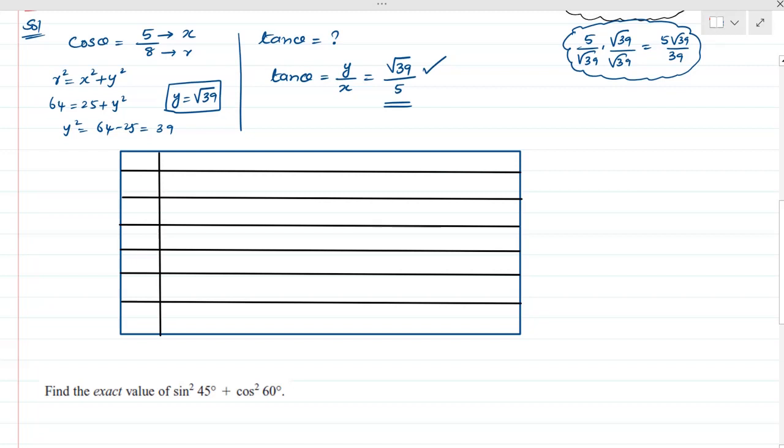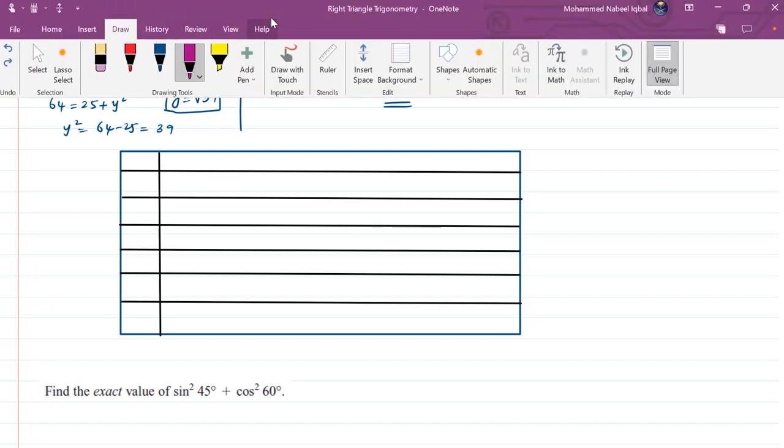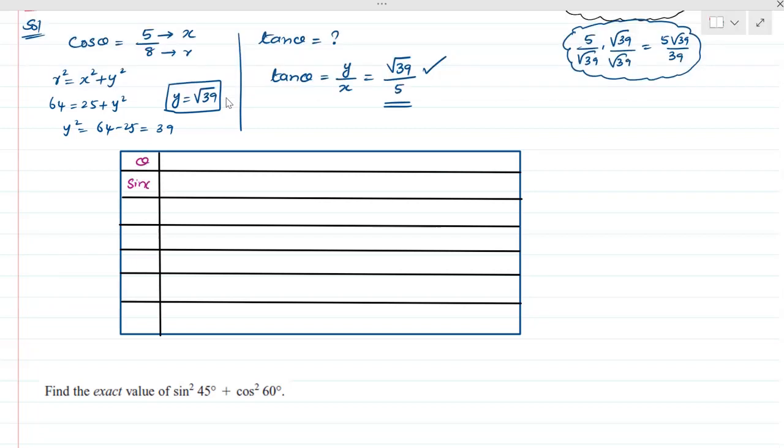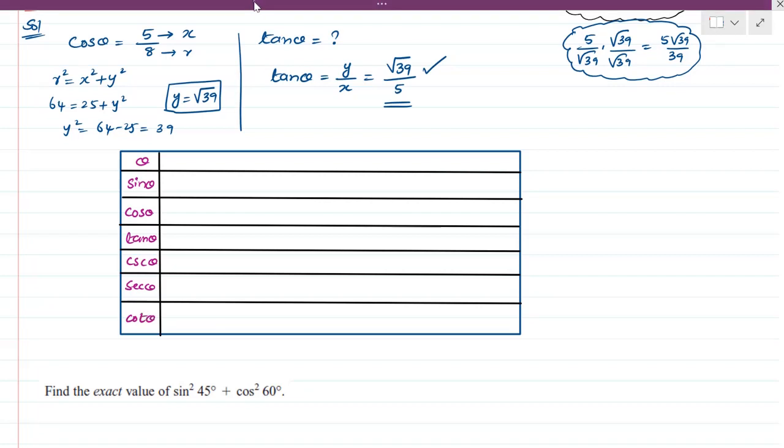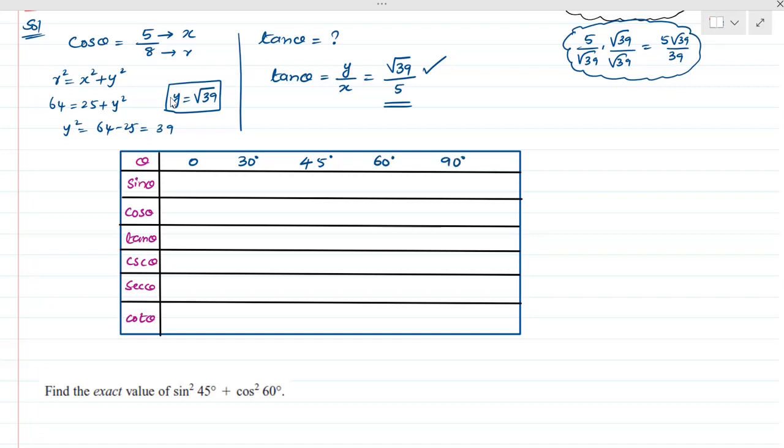Now, in order to find the next problem, the exact value of sine square 45 and cosine square 60, I have to know the values of the standard angles. So this is the theta value, and here I have to define all the 6 trigonometry functions: sine theta, cosine theta, tan theta, cosec theta, sec theta and cotan theta. And what are the angles we will have? The standard angles we have to know: 0 degree, 30 degree, 45 degree, 60 degree, and then 90 degree.